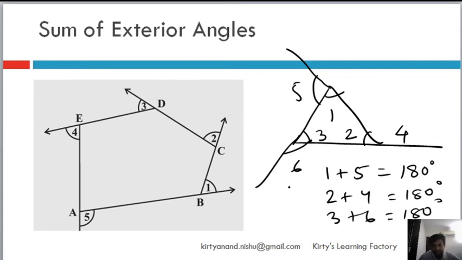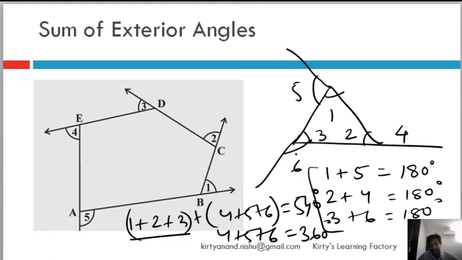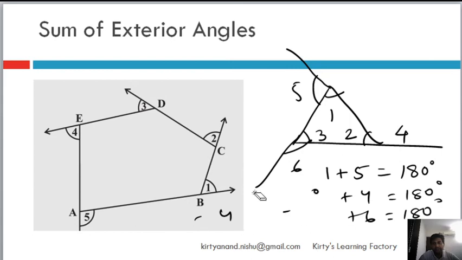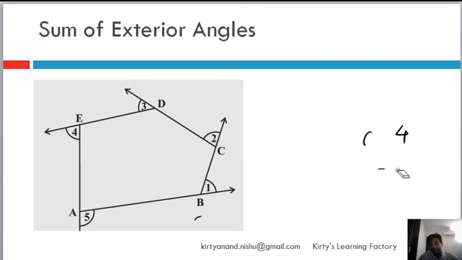Now let's add all 3. We get angle 1 plus 2 plus 3 plus 4 plus 5 plus 6 equal to 540 degrees, right? Where 1 plus 2 plus 3 is 180, so 4 plus 5 plus 6 is 540 minus 180, which is 360 degrees. So we see that the sum of all the exterior angles of a triangle is equal to 360 degrees. Now let's see whether the sum of exterior angles of a polygon changes. So I have taken a pentagon here.